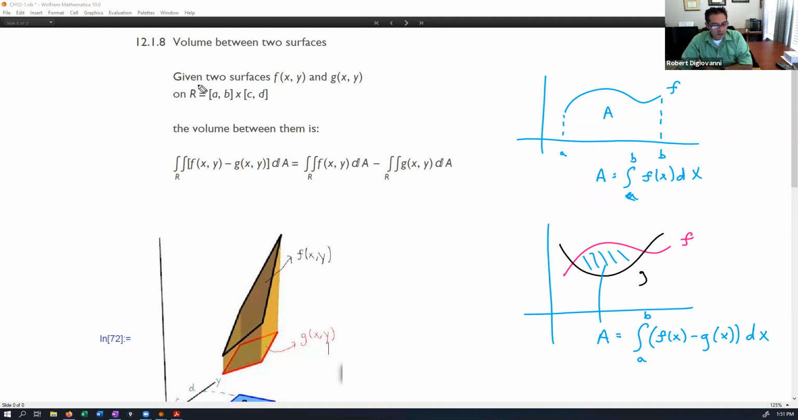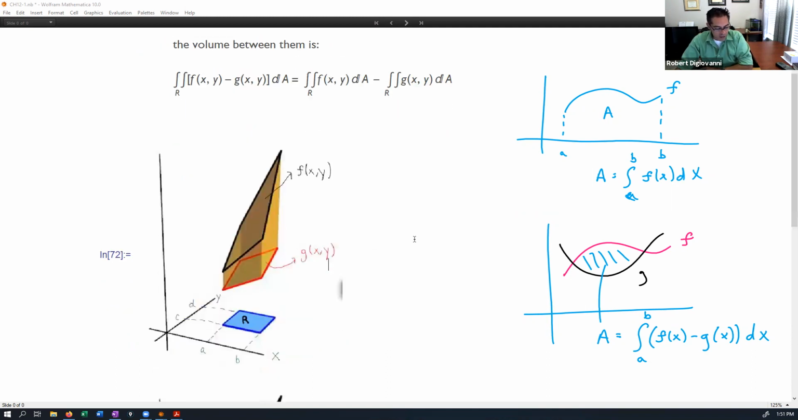If you have two surfaces, f of x y and g of x y, and they're both on some rectangular region a, b, c, d, then the volume between them is simply the f function minus the g function. That's it, the double integral.